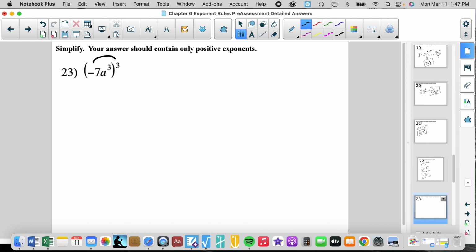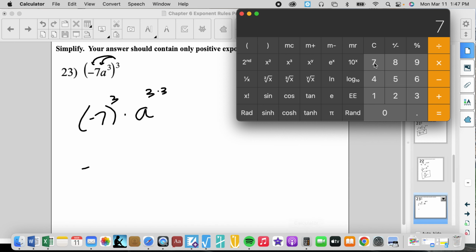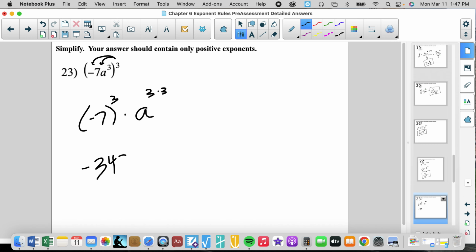We have distributing, so we need that quantity there, a to the 3 times 3, which is negative 7 to the 3rd. 7 cubed, 343. So 343, and it's negative because we have 3 negatives multiplying each other, which would keep it as a negative.